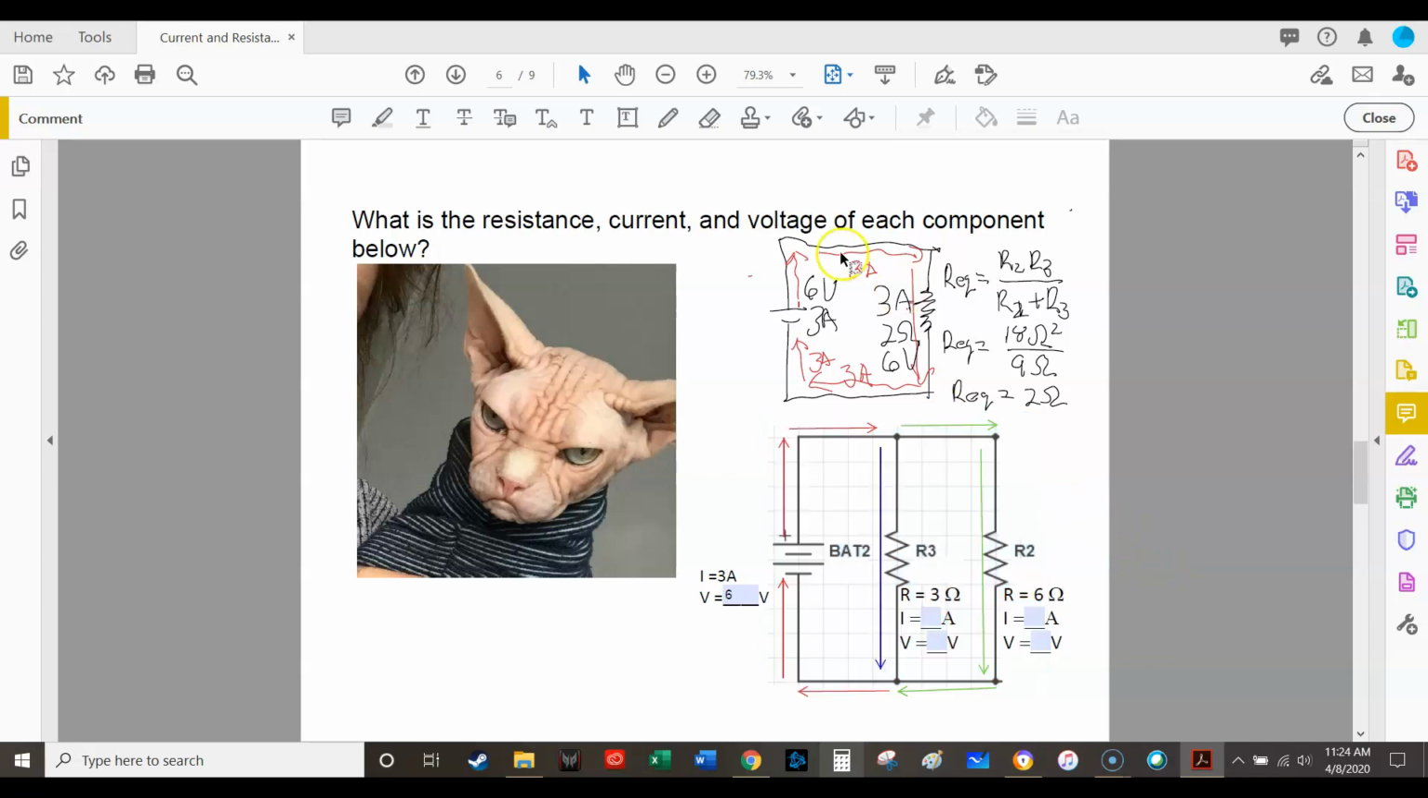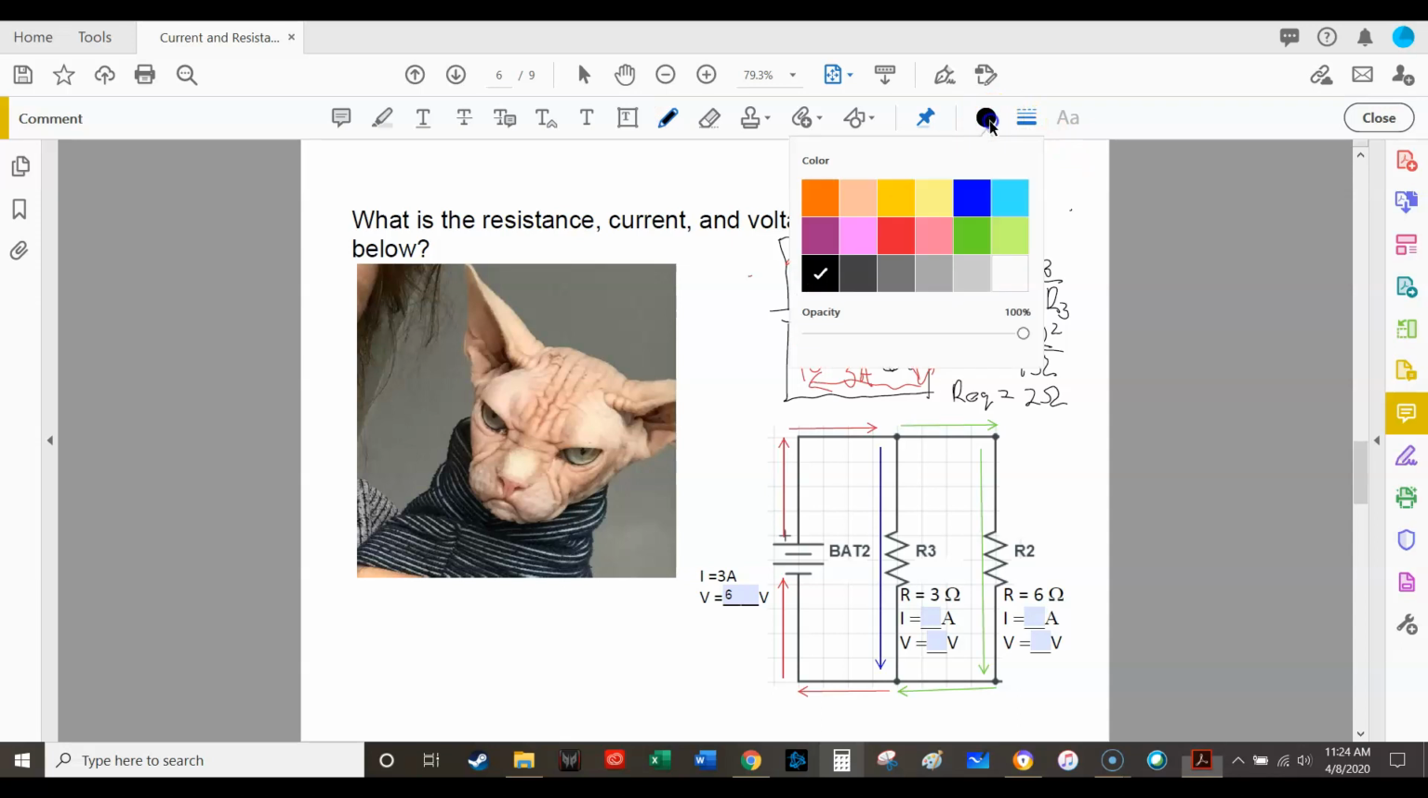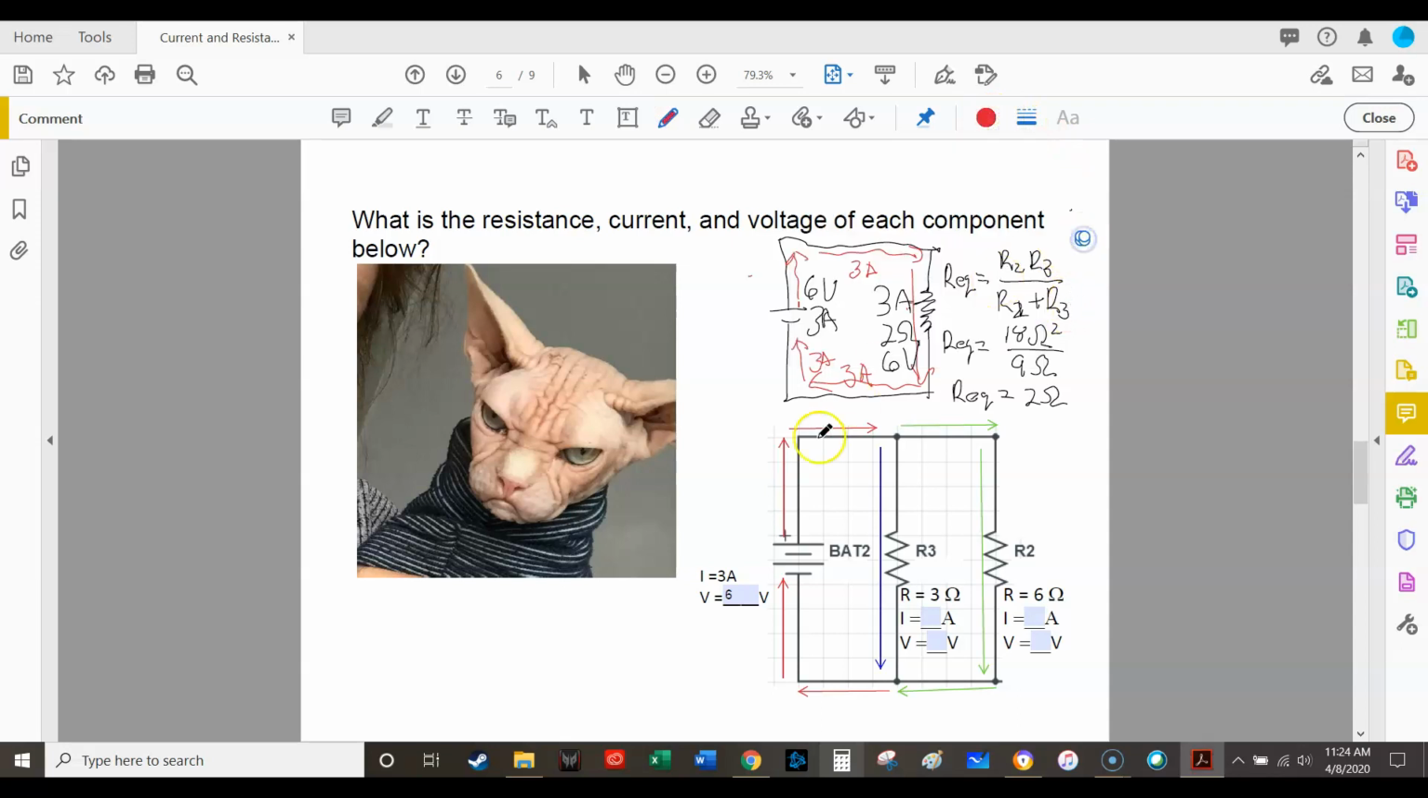Okay. I'm going to mark up the current while I'm here. This is 3 amps. This is 3 amps. So all of the red currents are 3 amps. Okay. And there we go. So now we know that these two resistors combined together are 2 ohms, and getting 3 amps, they'll both be getting 6 volts. So that means we know this is 6 volts.